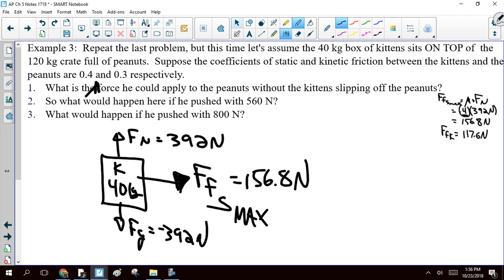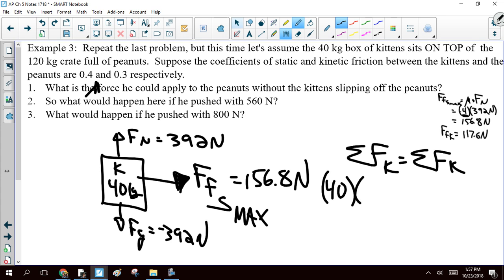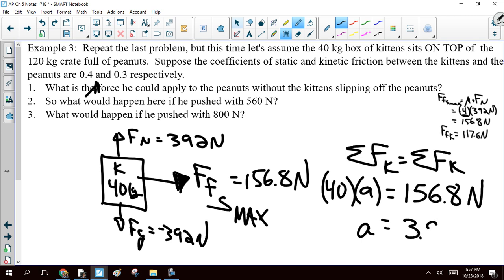Aha, so now I can calculate the acceleration, right? So I'm just going to do net force on the kittens equals the net force on the kittens. So the mass of the kittens is 40 kilograms. The acceleration of the kittens, don't know. That's equal to our net force. Our net force is just that static friction maximum, right? That's the most force that could possibly push the kittens forwards. So solve it, divide both sides by 40, and you get 3.92 meters per second squared, right? So that's kind of our maximum acceleration that we could get, right?